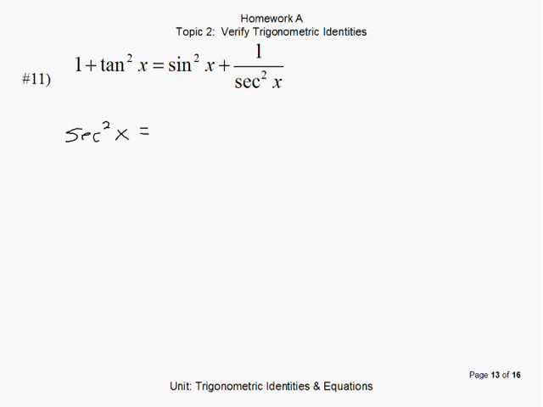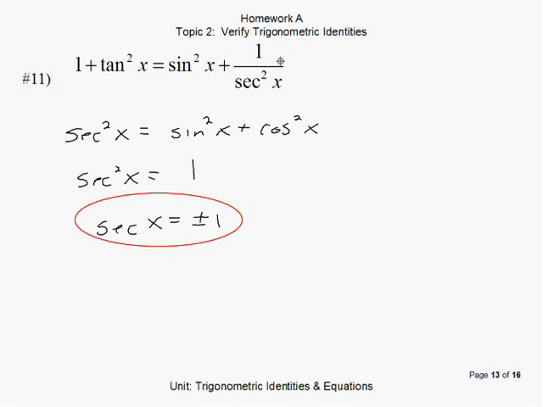So in here, 1 plus tangent squared of x is secant squared of x. Also, 1 divided by secant squared of x is cosine squared. Sine squared plus cosine squared is 1. If you square root both sides, you get secant of x is plus or minus 1. It's one possible answer.